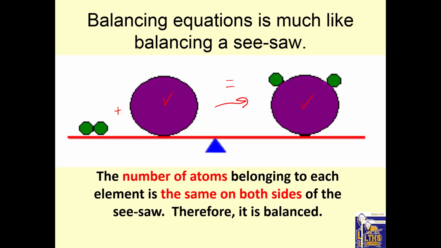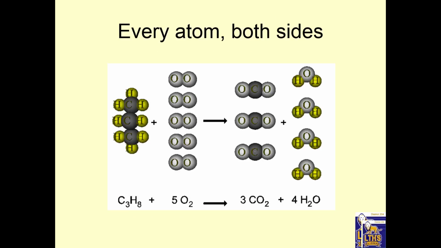But you still have 1 purple, 2 greens, 2 greens. This is balanced because the mass is equal on both sides. Now it makes a new substance, but all of the atoms are still there. Okay, let's look at it again.